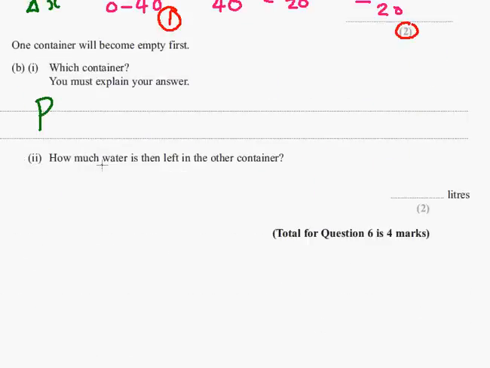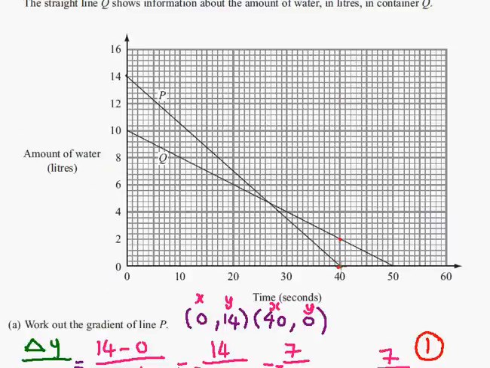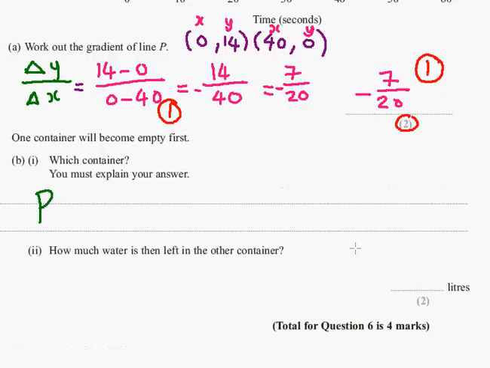And part 2 says how much water is left in the other container. So at 40 seconds, container P we know has 0 litres of water, and at that point, look at Q. At 40 seconds, at that point, container Q has 2 litres of water left. So, here we go. And this is a 2-mark question. First mark is for saying P with a good explanation, okay, just explaining that graph. And the second mark is for 2 litres. And that's it.